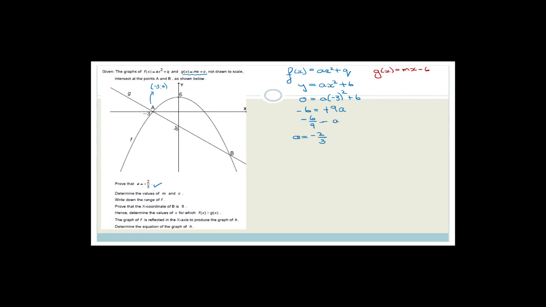So that's quite nice. Again, we've got this value here, which is (-3, 0), which the straight line also goes through. So we can say y is 0, which is equal to m times -3 minus 6. So you get 6 is equal to -3m. So m is equal to -2. Therefore, g of x is equal to -2x minus 6. Okay, so now we have got the values of m and c.